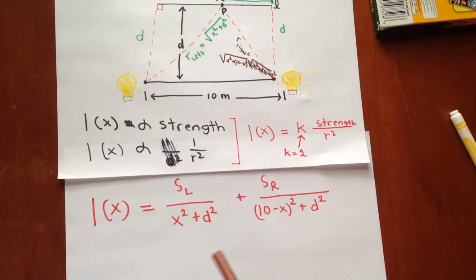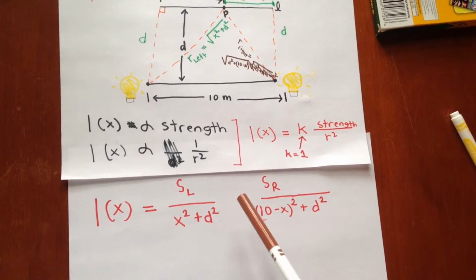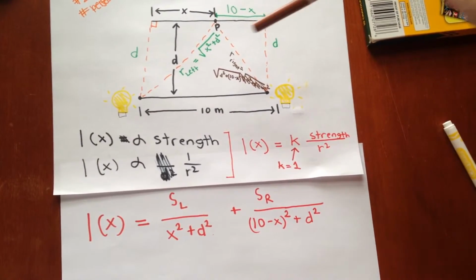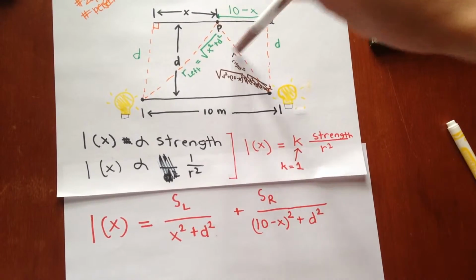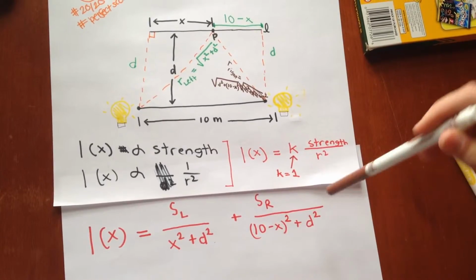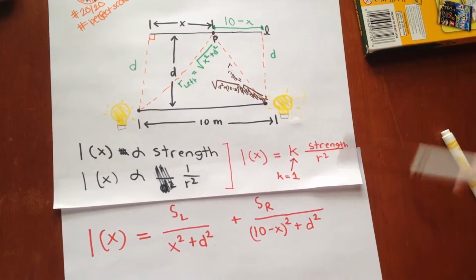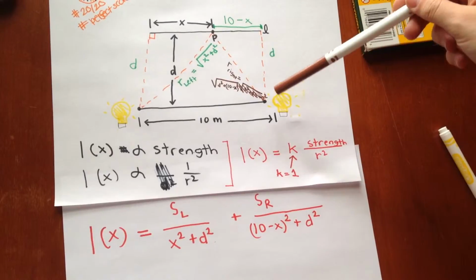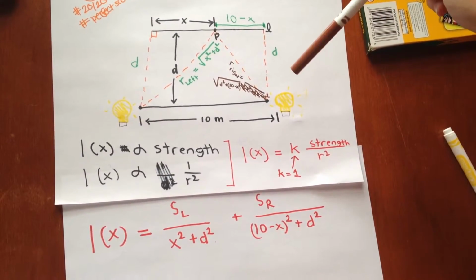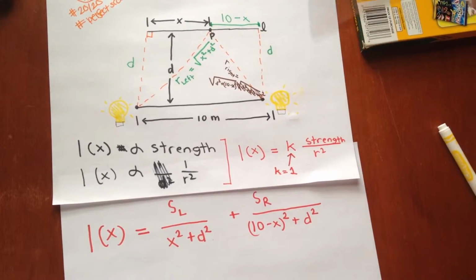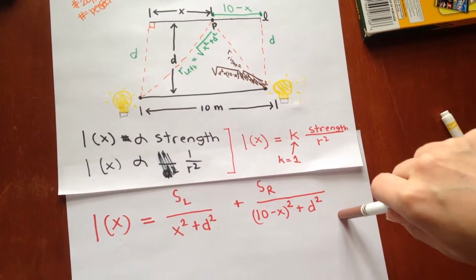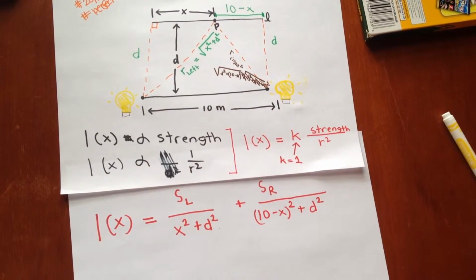So using this information, we can just use this equation and plug in the values. So you have L of x equals the strength of the left light bulb over r squared, and we know that r is the square root of x squared plus d squared as found by the Pythagorean theorem, and that squared is just x squared plus d squared, plus the strength of the right light bulb over r squared, which is found the same way by the Pythagorean theorem, where r was the square root of d squared plus 10 minus x squared, and when you square the square root, you just get what's inside the radical, and that's your expression.